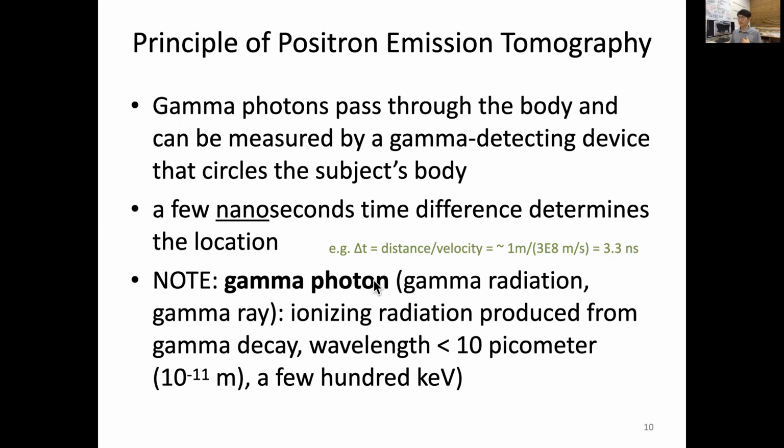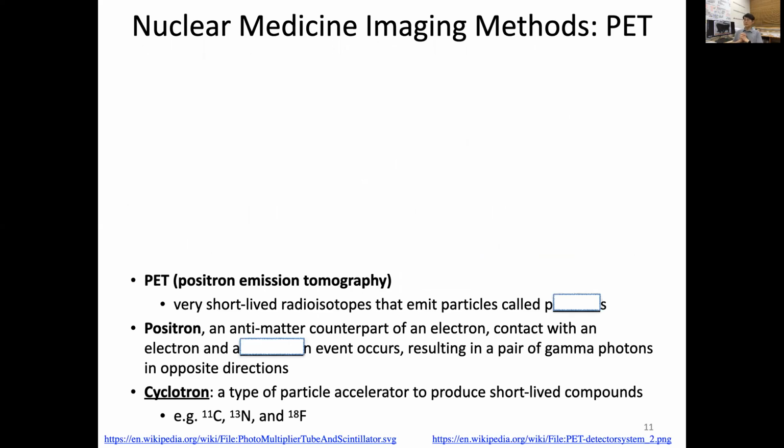So gamma photon, or gamma radiation, or we call it gamma ray, is ionizing radiation produced from gamma decay, and it has a wavelength of less than 10 picometers and, in terms of energy, a few hundred kilo electron volts. So I want to discuss the imaging method of PET.